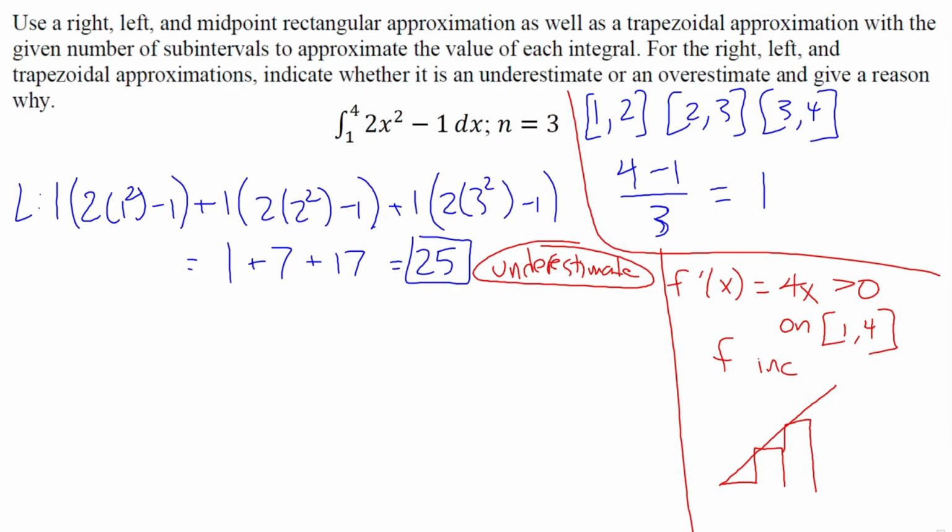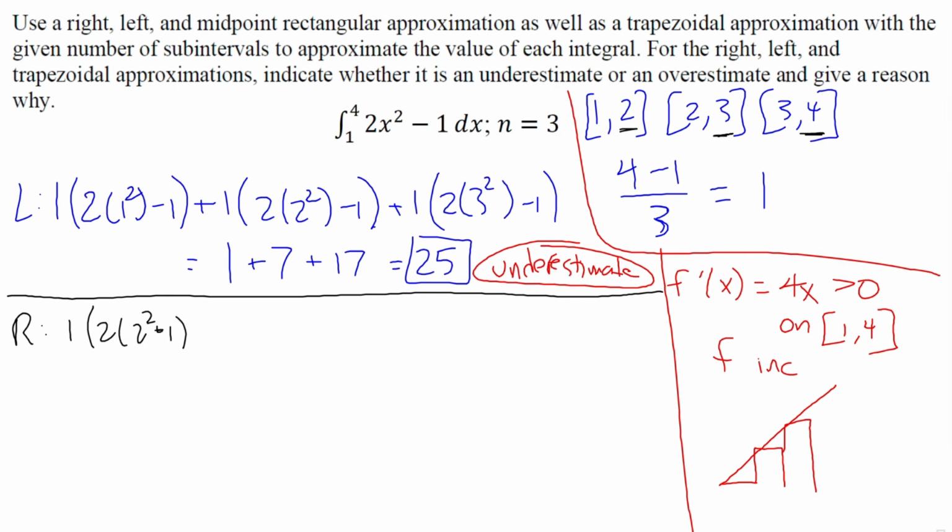Then we'll do our right approximation. So our right approximation, we're just going to use the right endpoints of each of those intervals. So that'll be 2, 3, and 4. Well, we've already done this with 2. 1 times 2 times 2 squared minus 1. Plus 1 times 2 times 3 squared minus 1. And now we'll do 1 times 2 times 4 squared minus 1. And of course, the ones that we already did are going to have the same values, a 7 and a 17.